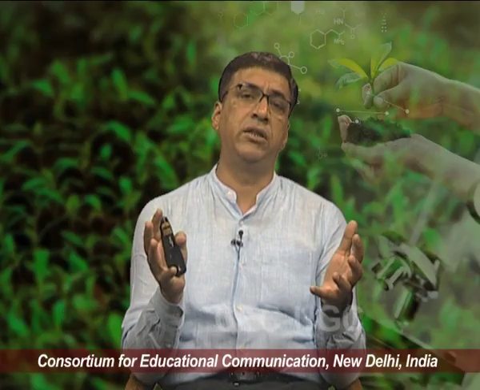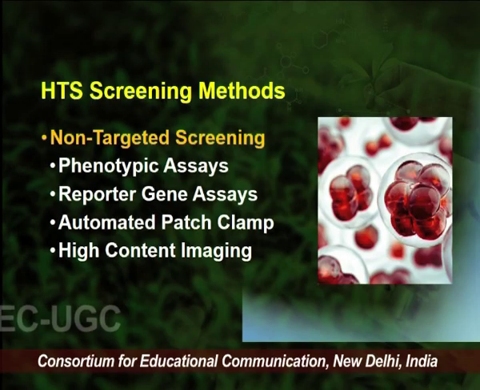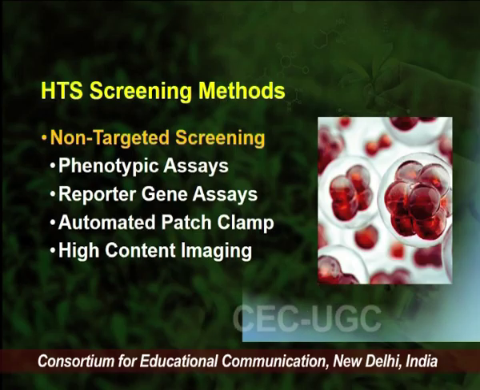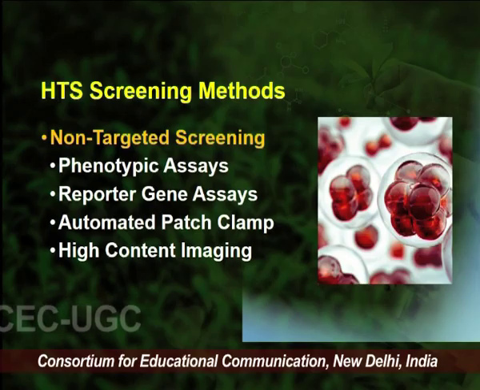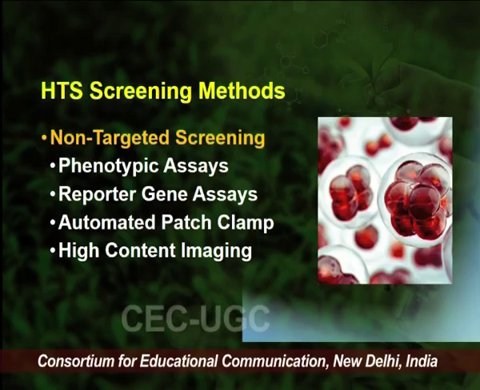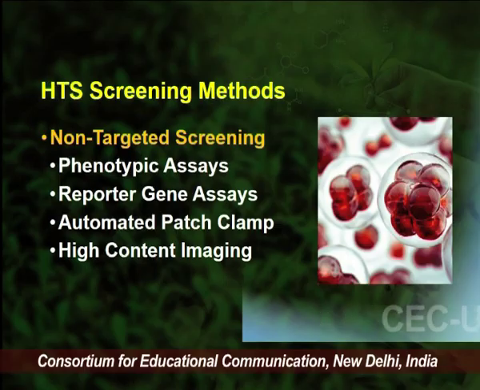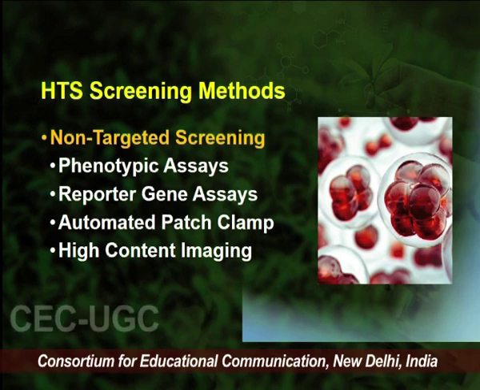Now, if we want to classify the various methods that are used in HTS, we can broadly classify them into non-targeted screening methods. As the name non-targeted screening clearly indicates, we don't have a specific target for a drug, but in general we will see whether the drug molecule is active or not. How it is producing that effect, this kind of information is largely not produced by non-targeted screening.